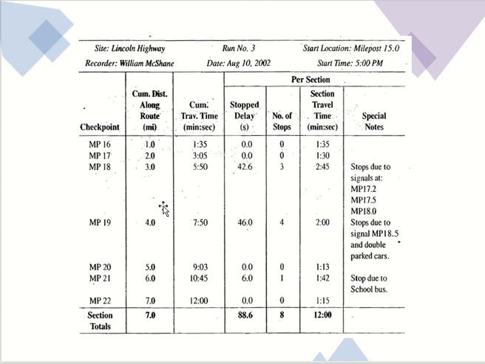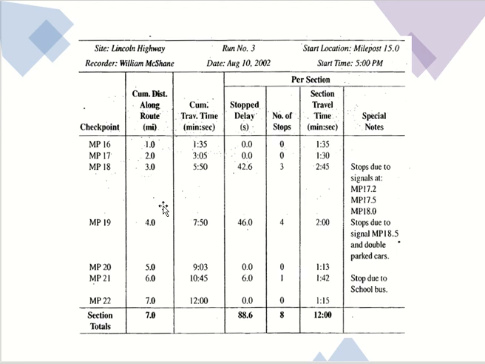Then the next 4 columns, you can see they are per section. Per section means each value is between 2 points, not from the start location. Each value is between the 2 points next to each other. For example, you see the third value in the delay column. This column is stop delay, so for how much time the car was stopped. The third value shows 42.6 seconds. So the car was stopped for 42.6 seconds. Between which points? 17 and 18. The next one is between 18 and 19.